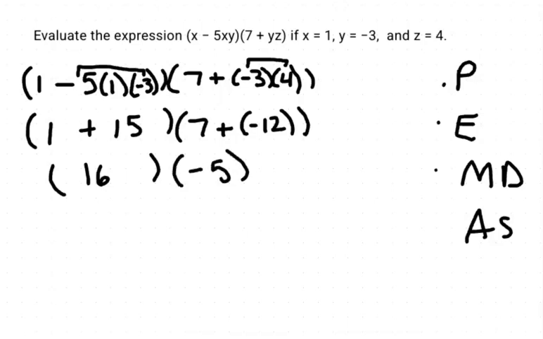Okay, and then I'm going to multiply my 16 and my 5. And 16 times -5 will give me an 80, but it's negative. 16 times 5 is 80. Positive times negative is negative.